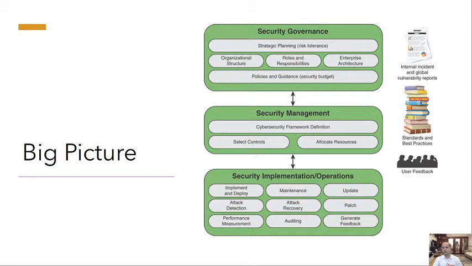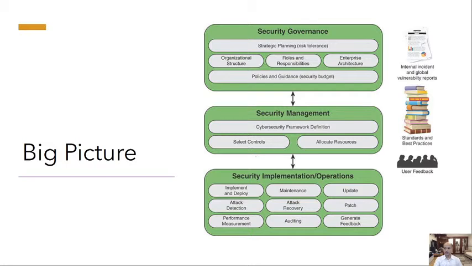Then we have management. In management, we create a cybersecurity framework definition saying this is what we need to secure. Then we select the controls, from the NIST standard or XYZ standard, which I am going to use. Then we allocate resources to them. For example, a control says traffic entering our network should be limited. This control is taken from one particular standard. To implement that control, we require a firewall, so we will purchase a firewall. That is the allocation of resources. Then finally, implementation, where we implement and deploy everything.